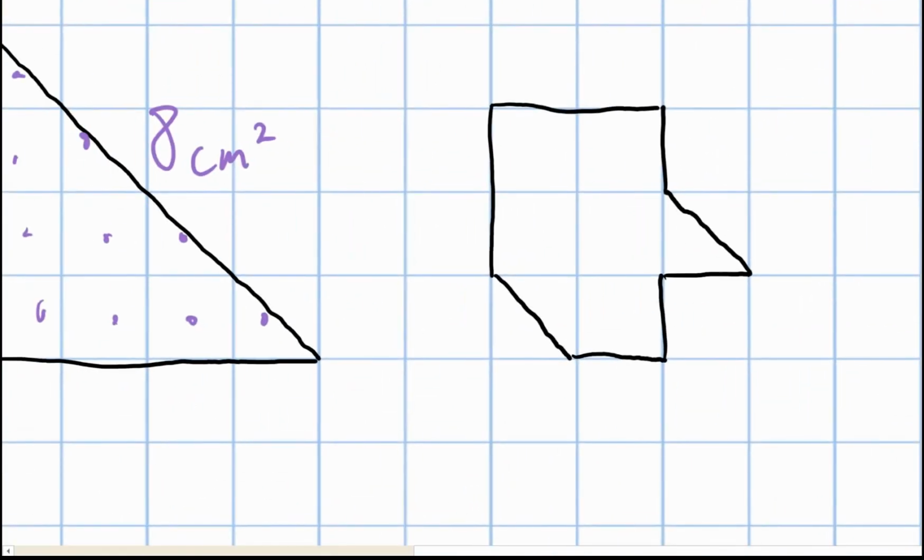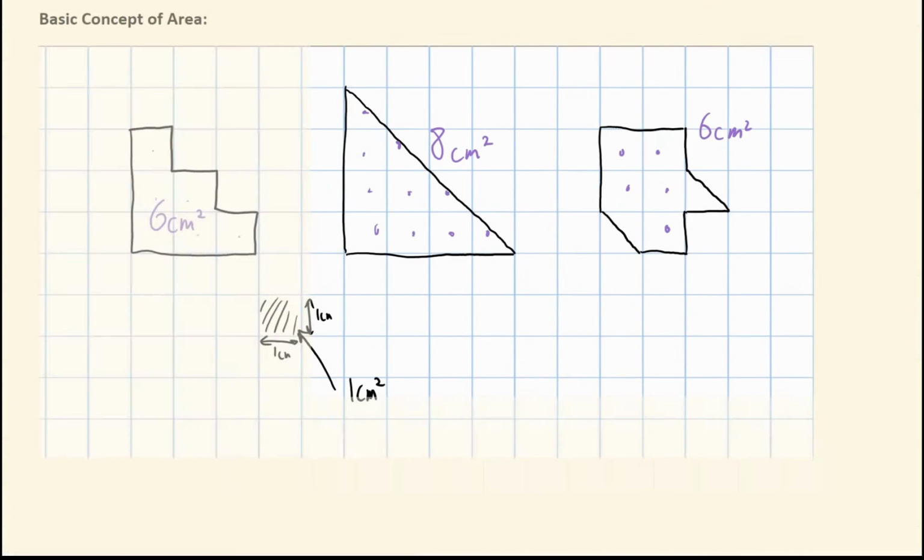And same with this weird shape, we count the whole squares. So 1, 2, 3, 4, 5. We've got 2 halves, so altogether I have 6 centimetres squared. So again, we're starting really basic today.